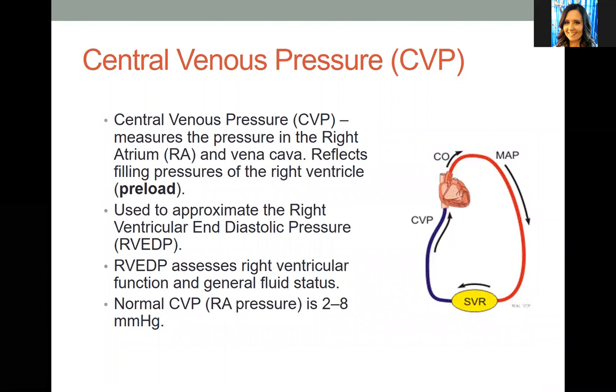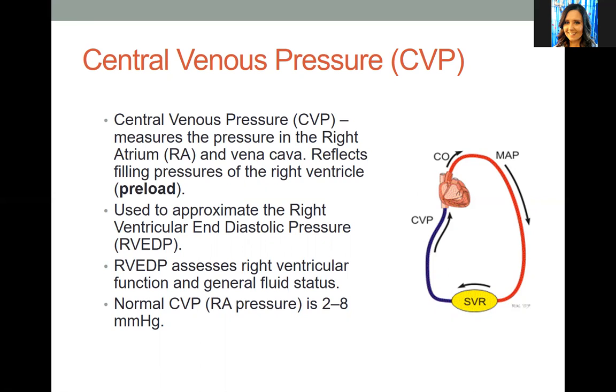So central venous pressure, or CVP. CVP measures the pressure in the right atrium and the vena cava. So we're talking about the right side of the heart. It reflects the filling pressures in that right ventricle, or preload. So CVP is actually a measurement of preload. So it's on the right side of the heart. It's the pressure in that right atrium, so all the blood flow that's coming back to the heart, thus preload.